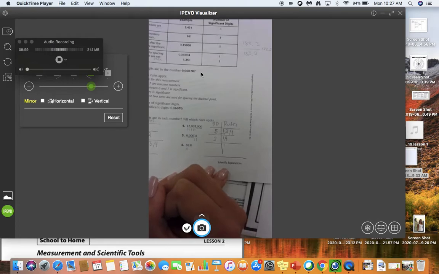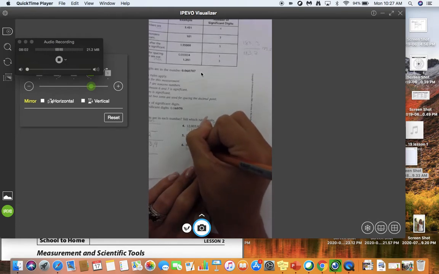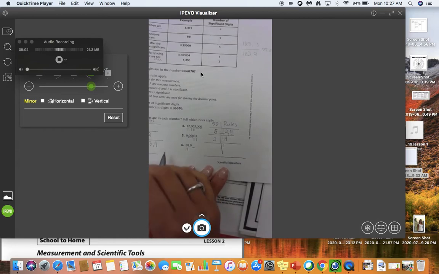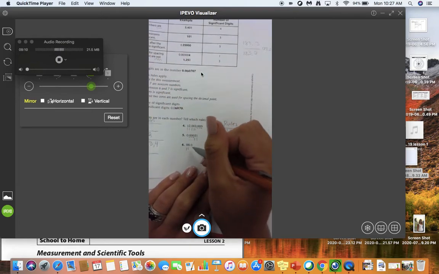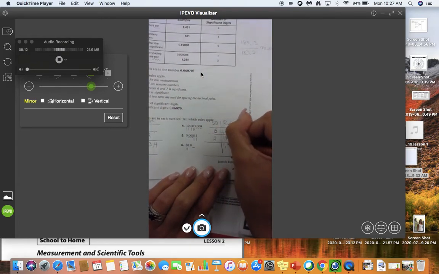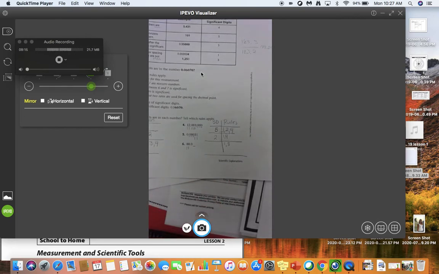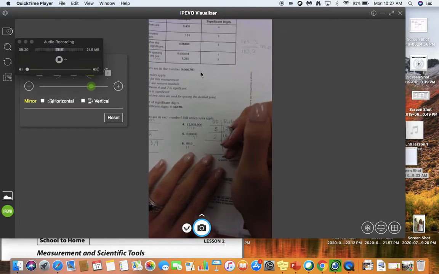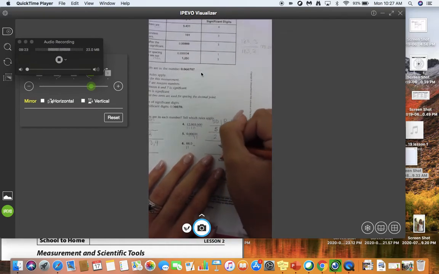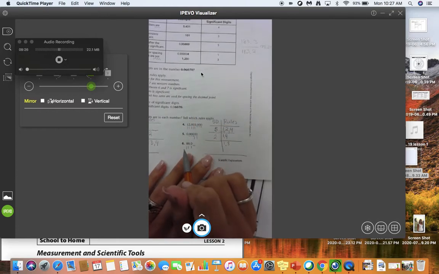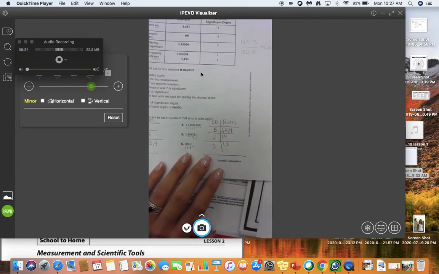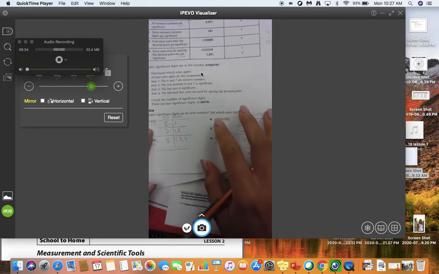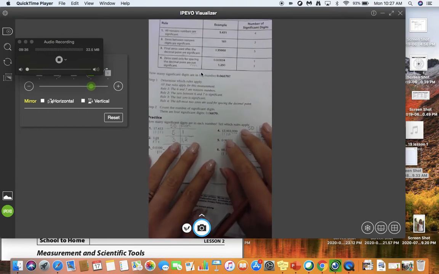Last one, 88.0. So all non-zero digits are significant. We know we use that one. Zeros between non-zero digits are significant. Well, there's no other digit over here to count this 0, so we're not going to use rule 2. Final zeros used after the decimal point are significant. This is a final 0, so we do use rule 3. All right, rule 4, zeros used only for spacing the decimal point are not significant. We do not use rule 4, okay? So we have 3 significant digits, because remember, rule 3 is applied here. And we use rules 1 and 3.